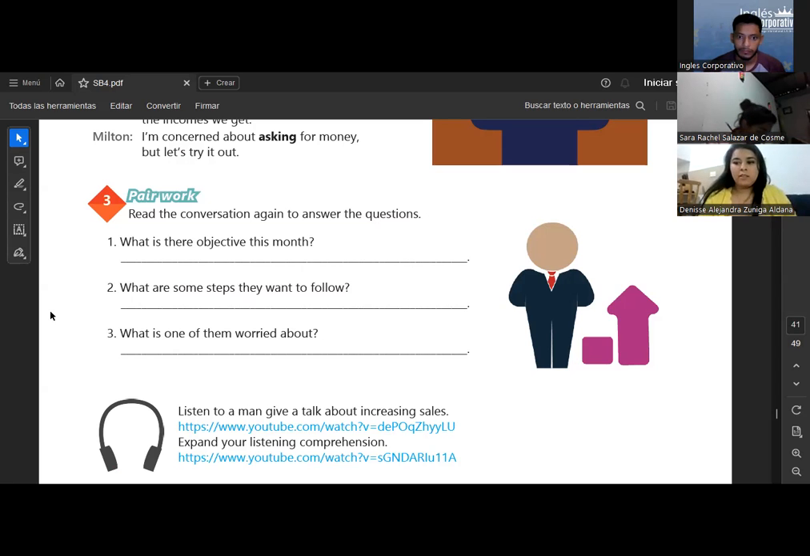The question number two: What are some steps they want to follow? What do you think about that? What are the steps? Hugo says, first analyzing and keeping track on the incomes and outcomes. That's the first step, I think.